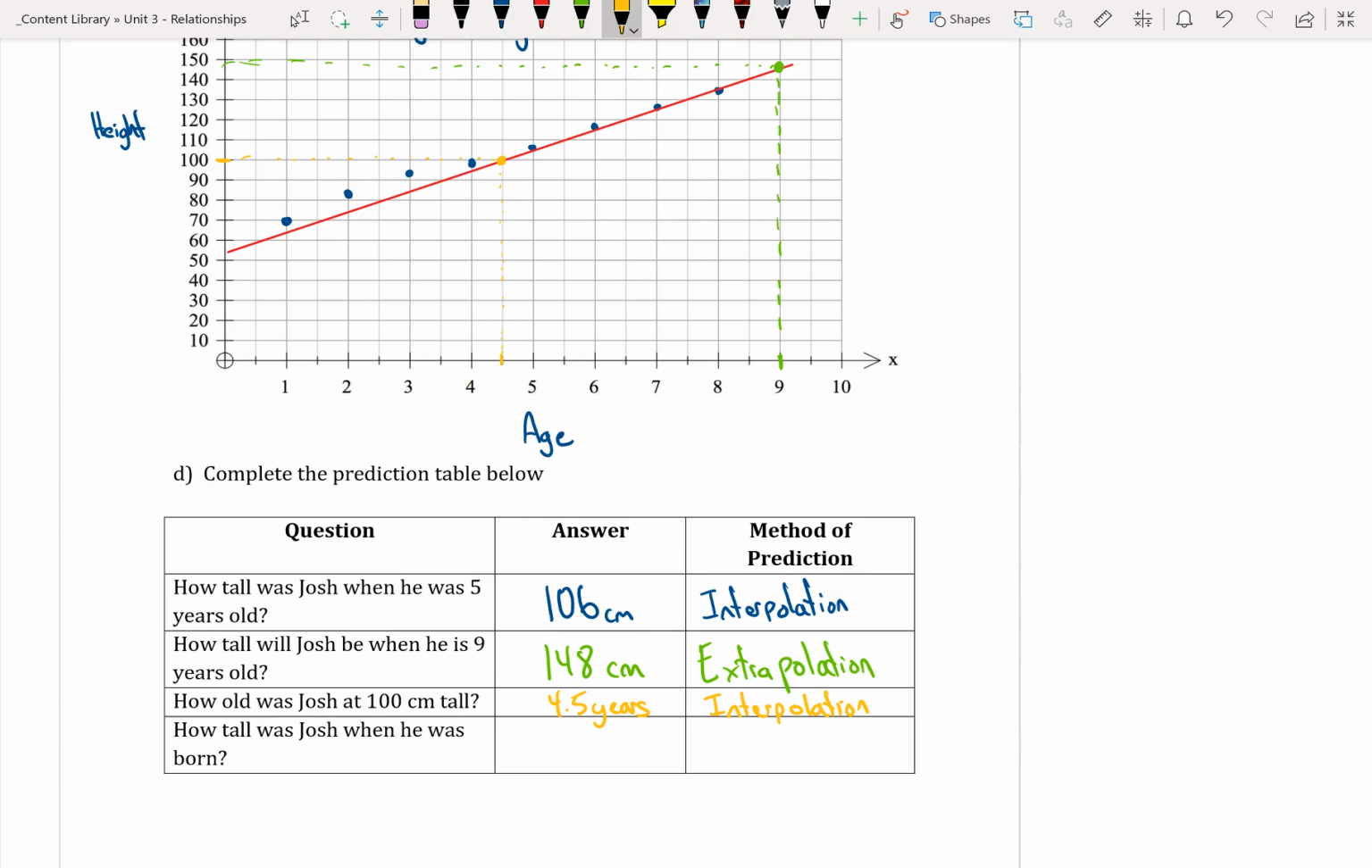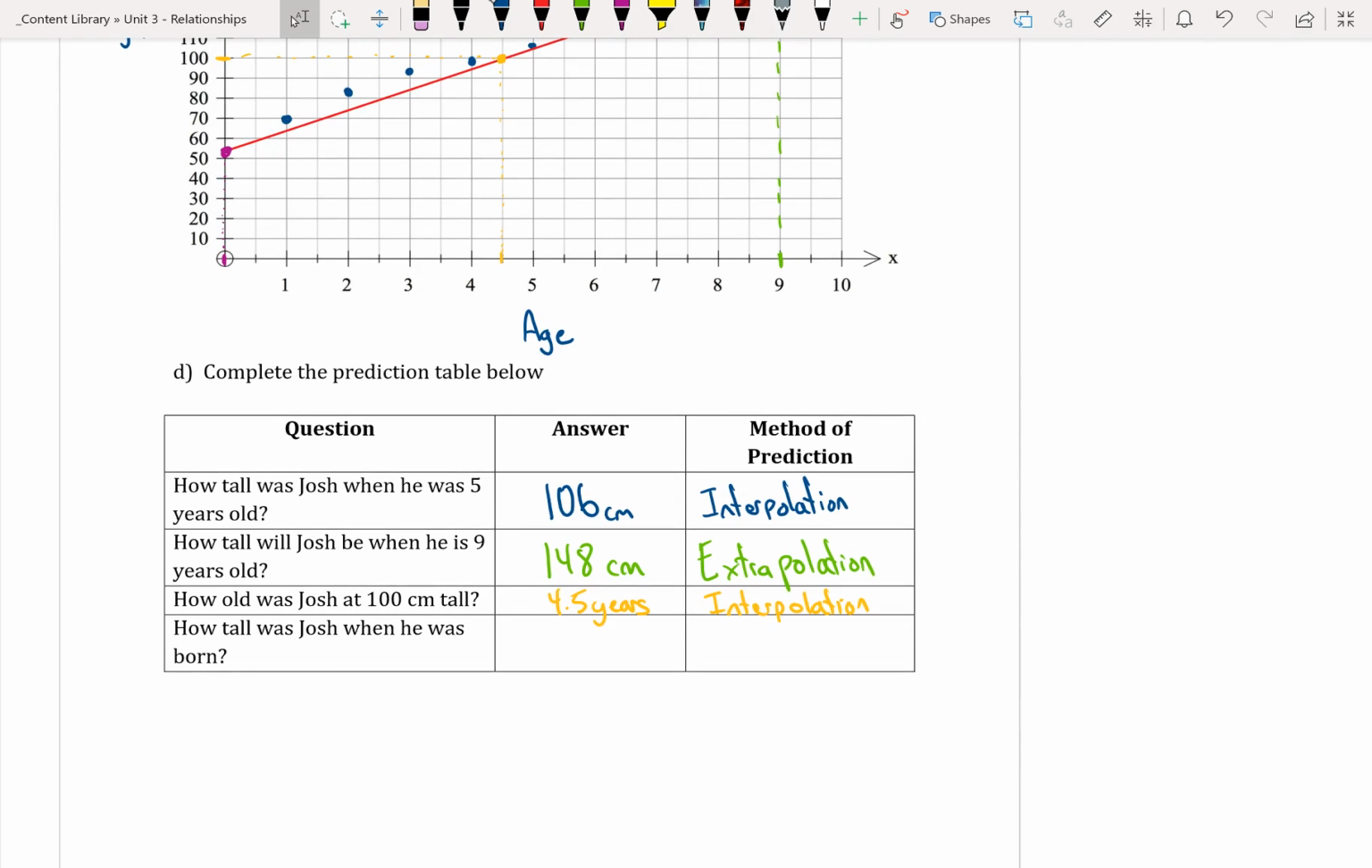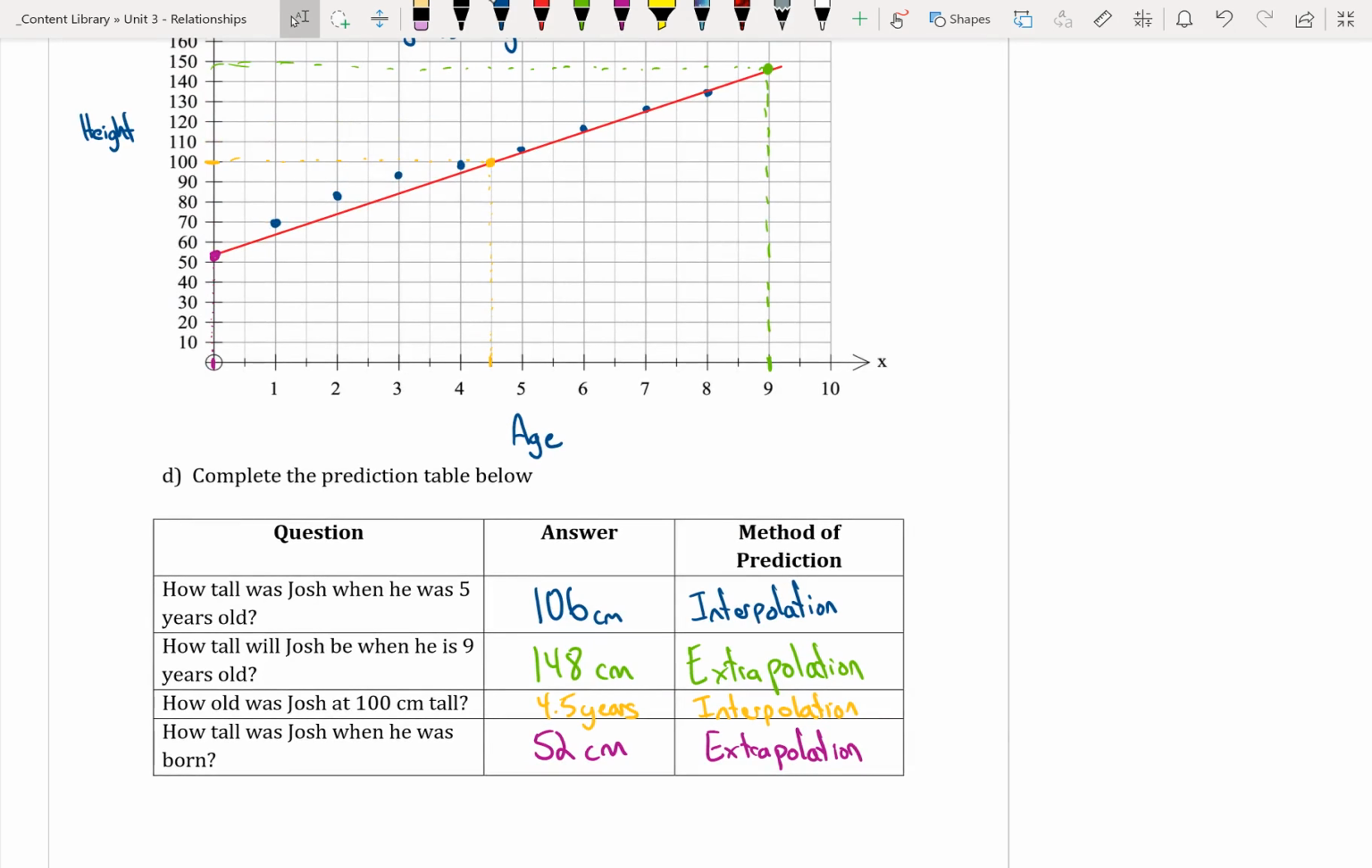And finally, how tall was Josh when he was born? Well, again, using the same idea, when he was born, he was 0 years old. So at 0, I go up until I hit my line. And then I go over to the y, or in this case, it's already on the y. So this would be, I would say, about 52 centimeters. So that means when he was born, he was 52 centimeters tall. And this would be considered extrapolation because it is outside of our data values or the data values that we were given.